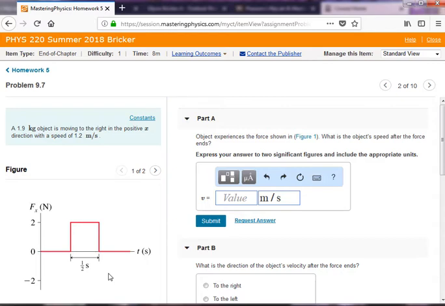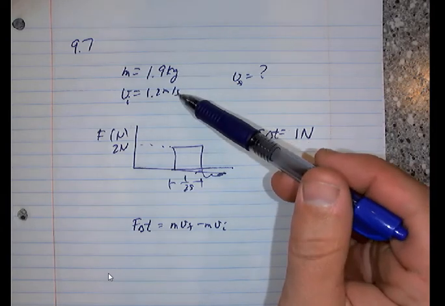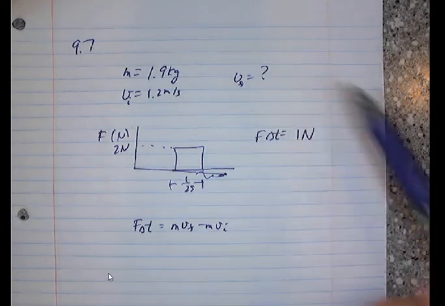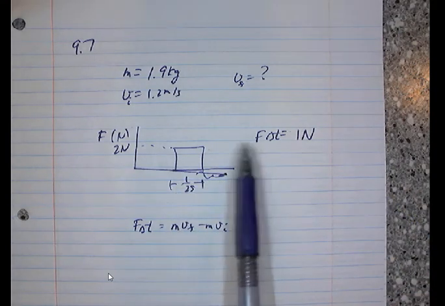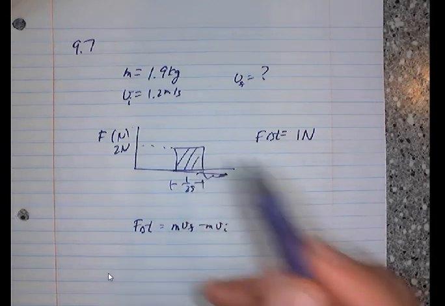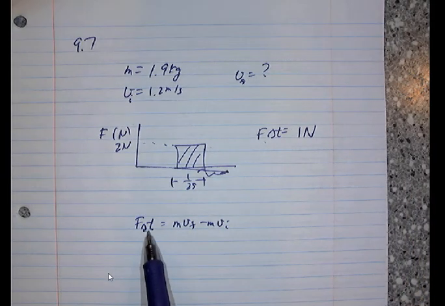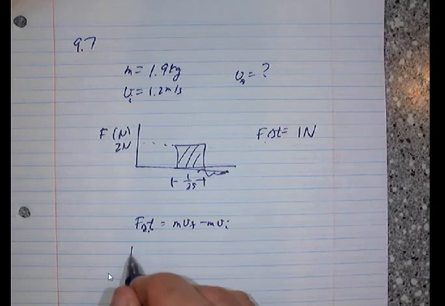Okay, let's sketch this out a little. Okay, so again, the mass was 1.9. The initial speed was 1.2 meters per second. We want to know how fast we're going after this 1/2 second. And we can see the area under the curve here. Force times time just gives you 1 newton second. So the area under the curve, force times time, is the change in momentum. So mv final minus mv initial.